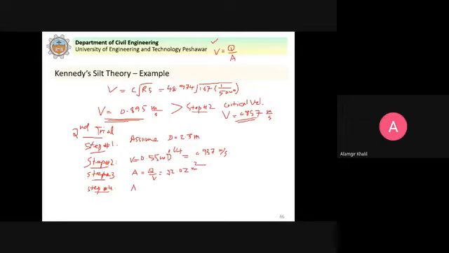We already know this equation, the side slope we already assume. So that will be equal to B into D plus D square by 2. The only unknown is the bottom width. So we can calculate the bottom width from this equation, just plug the values. So this comes out to be 12.77 meter. Next we go for step number 5.